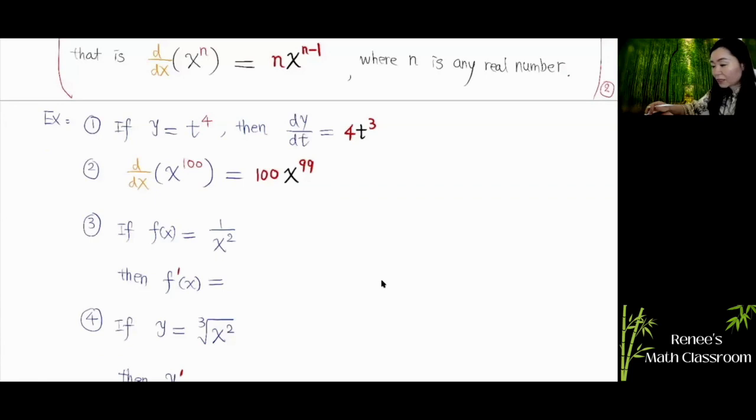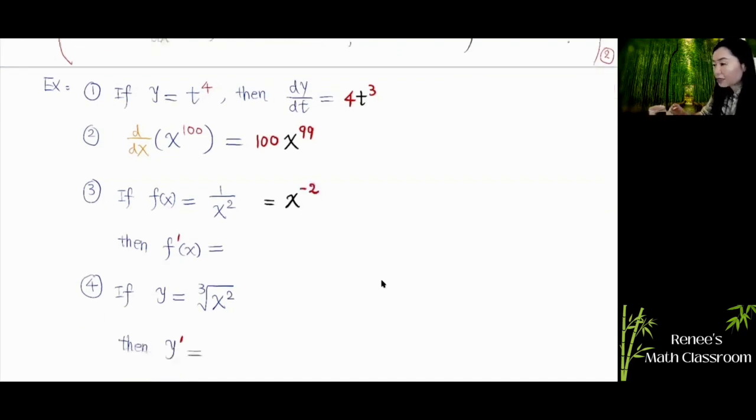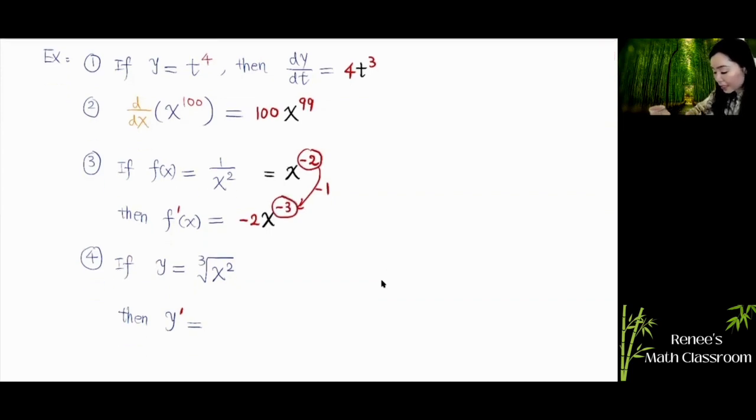The next one. If f of x equals 1 over x squared, let's rewrite this in power form. So this is x to the what power? Negative 2? Yes, negative second power. So according to the power rule, remember this could be any real number, this exponent will drop to the front. So we have negative 2 over here, and then x to the what power? Negative 3. Yes, you decrease this by 1, so subtracting 1. Let's rewrite this without negative exponent. So that's negative 2 over x cubed. Question?